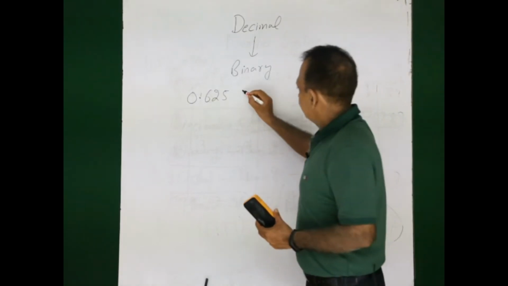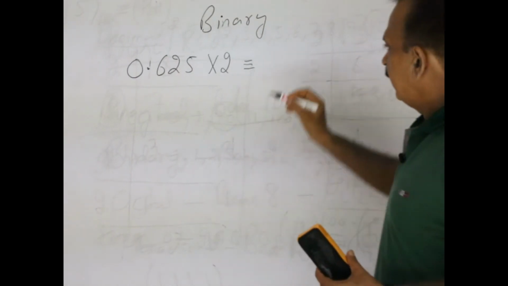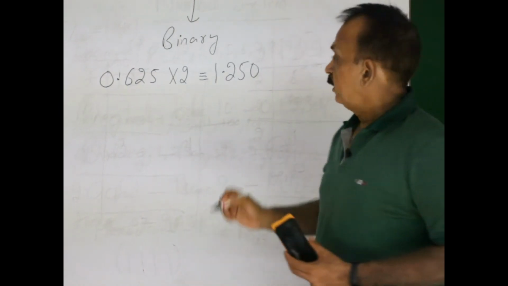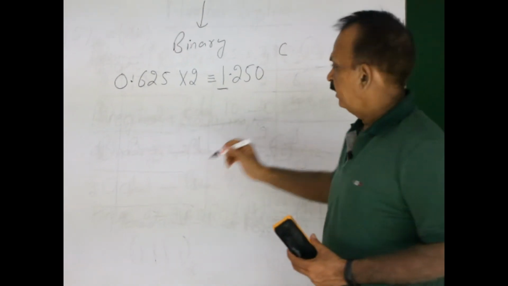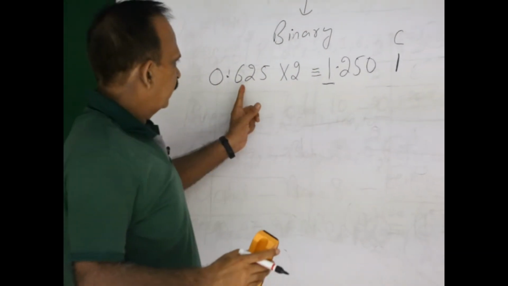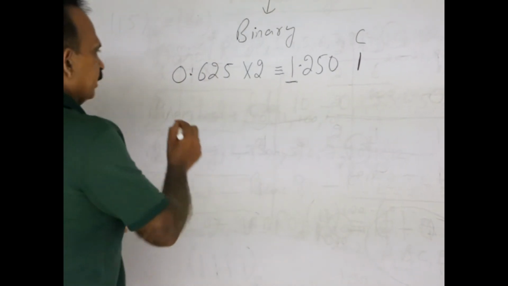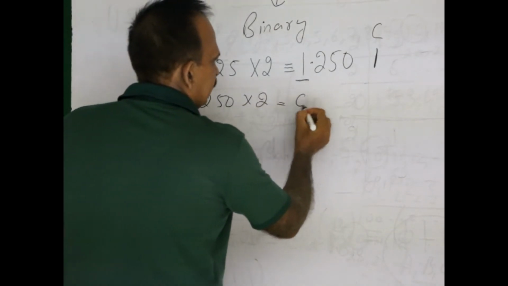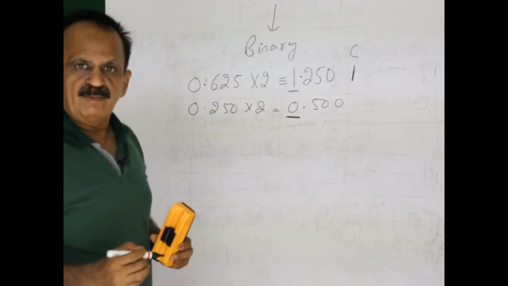Now, rather than dividing, I will be multiplying it by 2. When I multiply it by 2, it will be 1.250. Now I will be writing the carry. Carry is the part before the decimal point, and the carry here will be 1. I said multiply the given fraction by 2 and write down the carry. Again, the fractional part I will multiply by 2, and this time it will be 0.500 and the carry part will be 0.